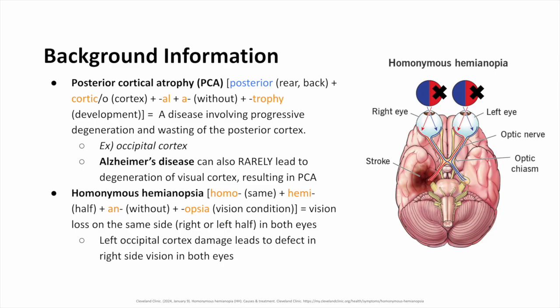And the condition discussed in this paper was called homonymous hemianopsia. So homo is a prefix that means same. Hemi, a prefix that means half of something. And an, without. Opsia is a suffix that means some kind of vision condition. So homonymous hemianopsia is a vision loss on the same side of both your eyes.